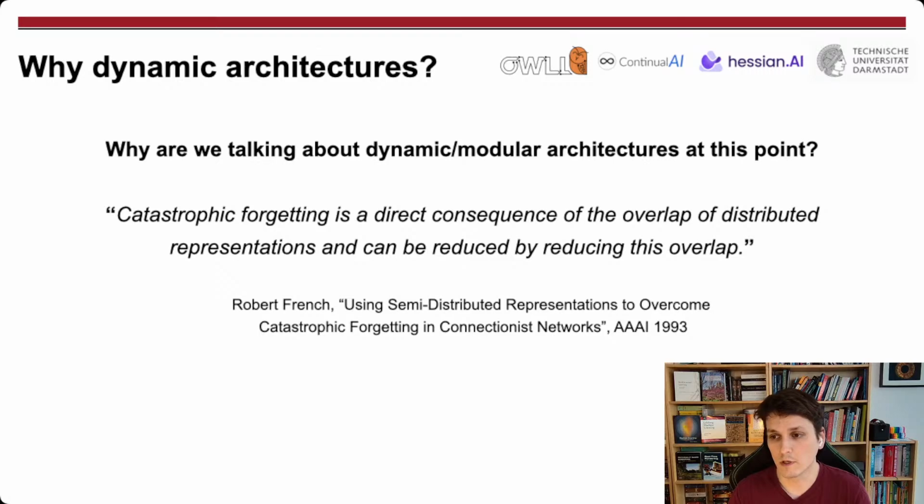So in this rather, by now, fairly old quote that's almost 30 years old, in one of the earlier works, it says, catastrophic forgetting is a direct consequence of the overlap of distributed representations and can be reduced by reducing this overlap. So basically, it's talking about the fact that at least in neural networks and a lot of other machine learning models, but particularly in neural networks, the representations overlap. So there's no clear distinction where one parameter belongs to one specific concept or represents one specific concept, but there is a form of entanglement of the information across the parameters.